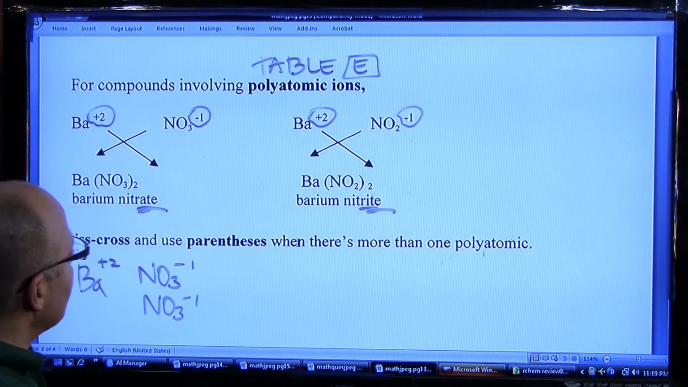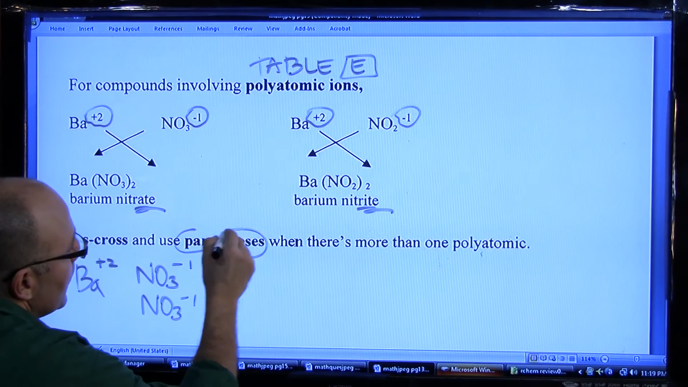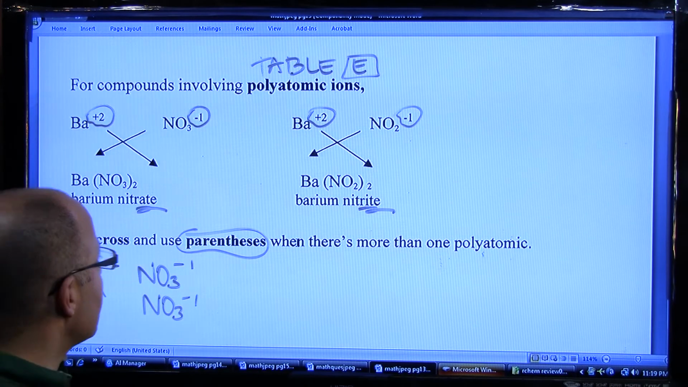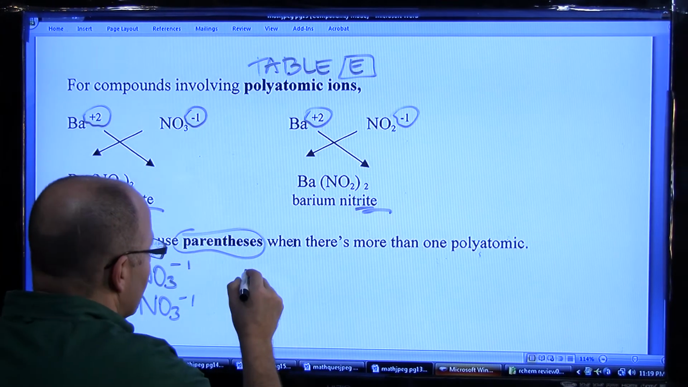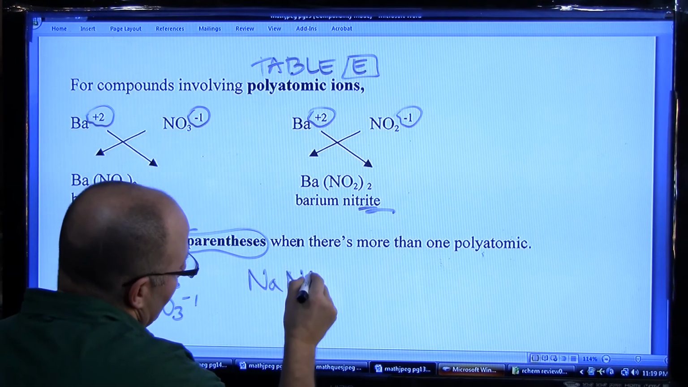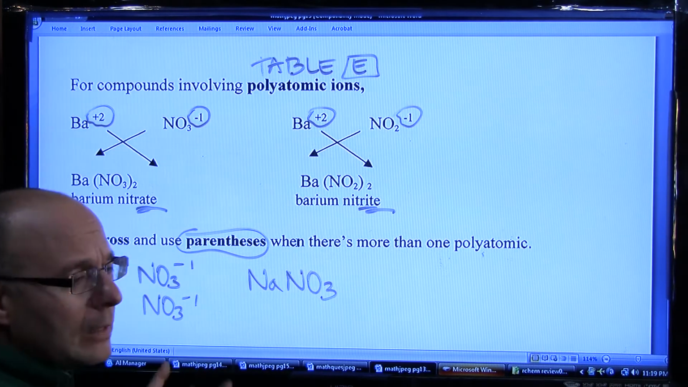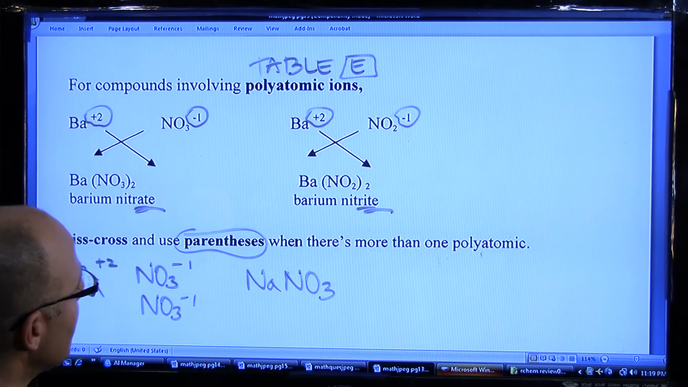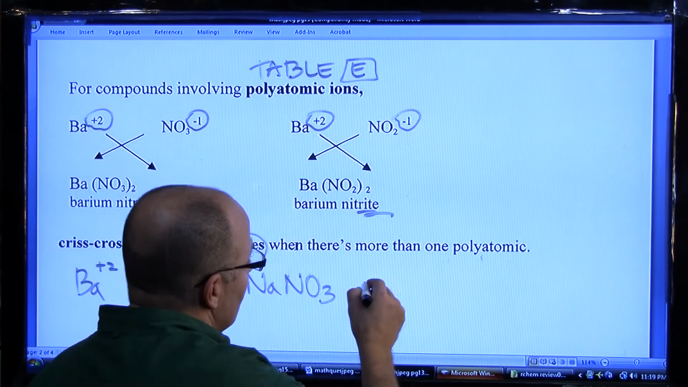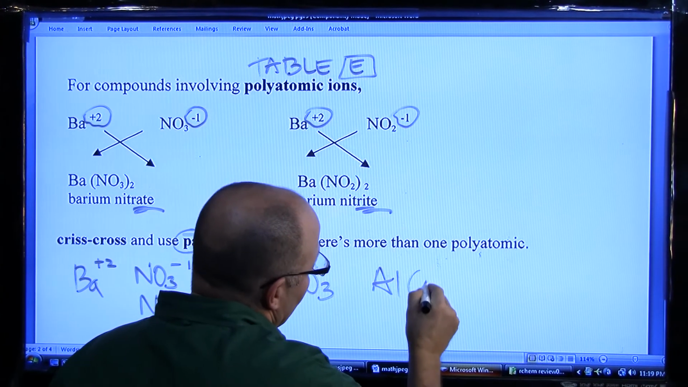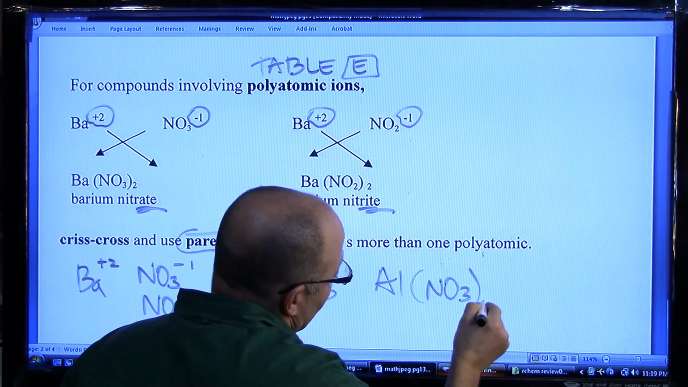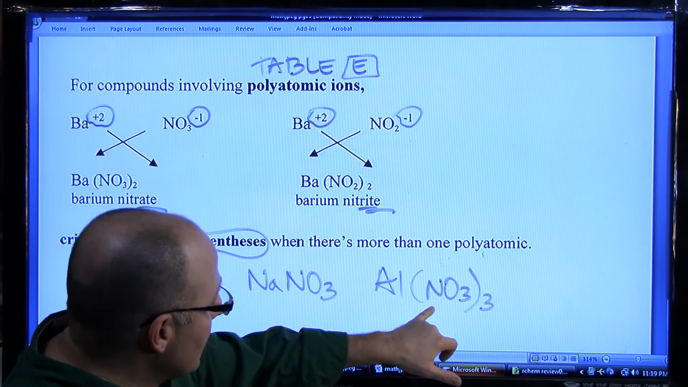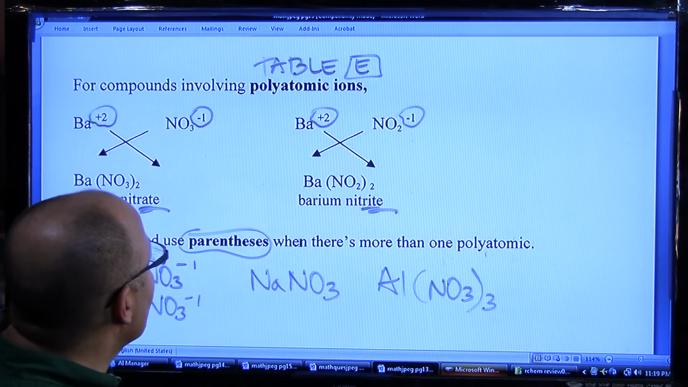And again, we use parentheses when there's more than one polyatomic ion. If there's only one polyatomic ion, as in the case of, let's say, sodium nitrate, well, there's no need to use parentheses there because there's only one of them. So if you need more than one, as in the case, let's say, of aluminum nitrite, Al(NO3)3, that would mean you need 3 nitrates to balance an aluminum ion. All right, so that's pretty easy.